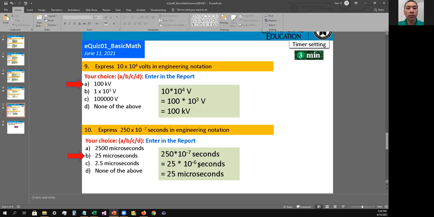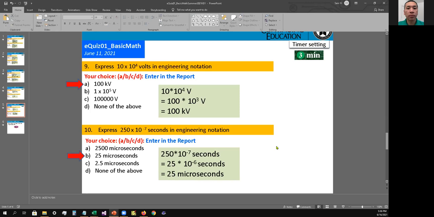And we know that 10 to the negative 6 is micro, so 10 to the negative 6 second is microsecond. So 25 microseconds, so B, as in Bob, for number 10, okay? So anybody have any question?